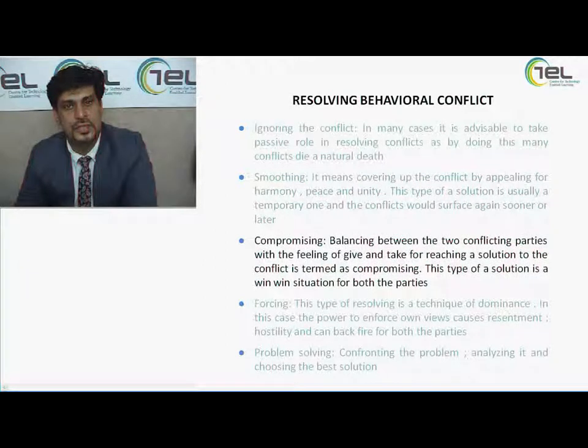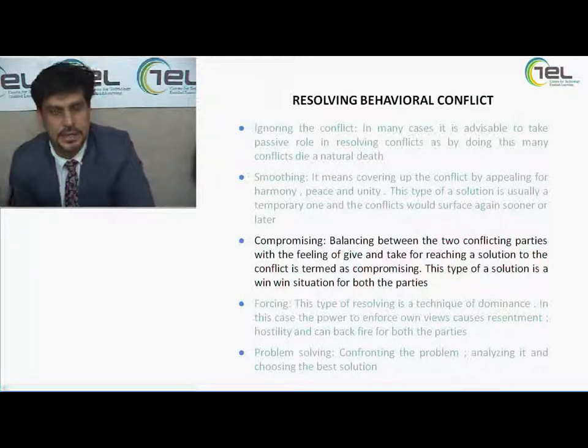The third way of resolving behavioral conflict is compromising. Balancing between the two conflicting parties with the feeling of give and take for reaching a solution to the conflict is termed as compromising. This type of solution is a win-win situation for both the parties.